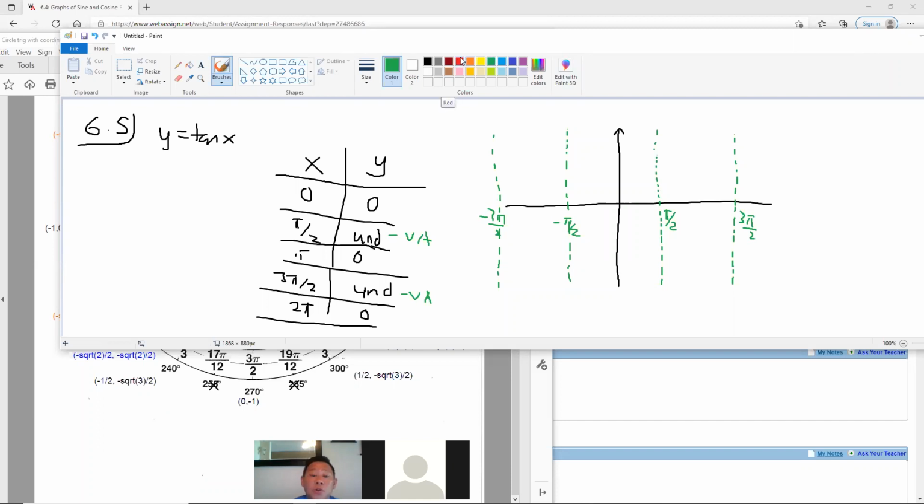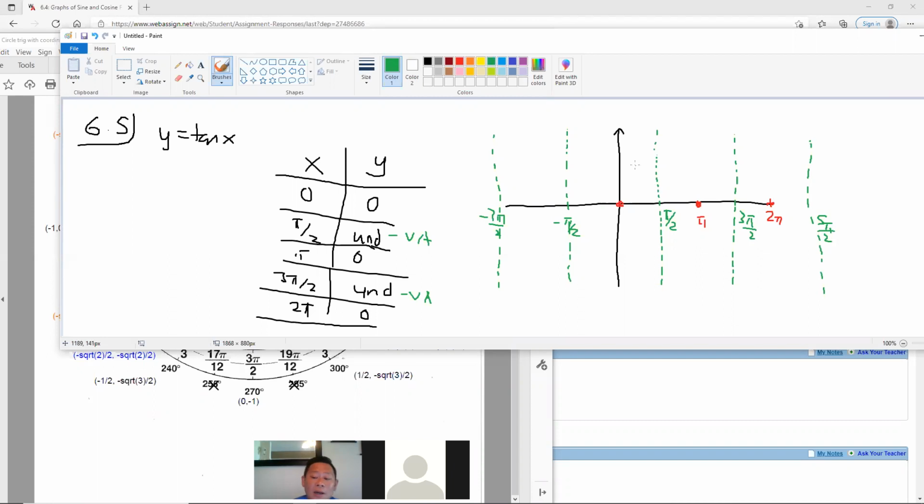So in order for us to draw this graph, we got 0, 0, which is right here. Pi over 2 is undefined. At pi, it will be at 0. And then 2 pi will be at 0. Let me draw another one on this side. So this is, oops, sorry, 5 pi over 2.